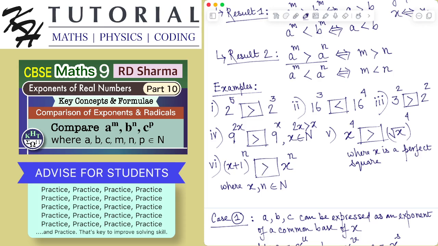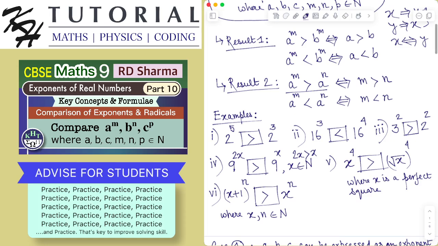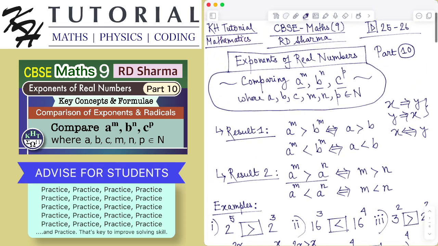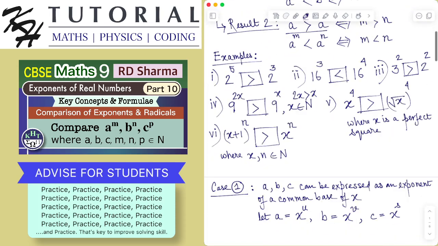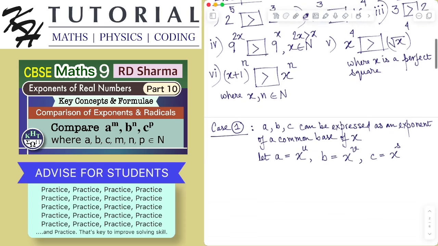I hope these two results are very fundamental. I don't think it will be difficult to understand these two results. These two results will be used to compare numbers of the form a to the power m, b to the power n and c to the power p. Now the method or the strategy will depend on two cases.